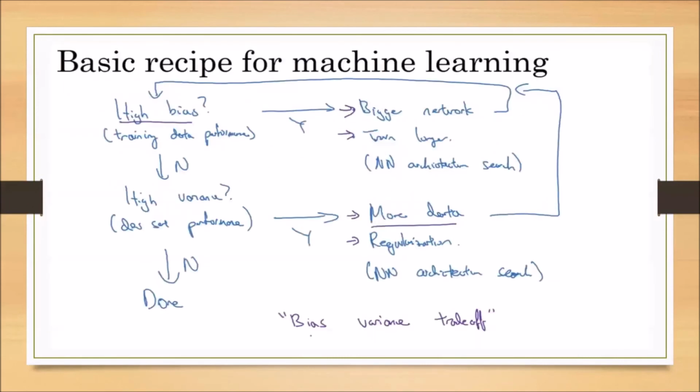Suppose the problem does not have high bias, then we check whether it has high variance or not. How do we check whether it has high variance or not? By using the data set performance. If the cross validation set or development set error is large and the training set error is small, then we say it has only a high variance problem. So now, how do we overcome this high variance problem?